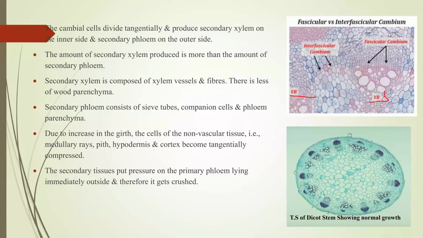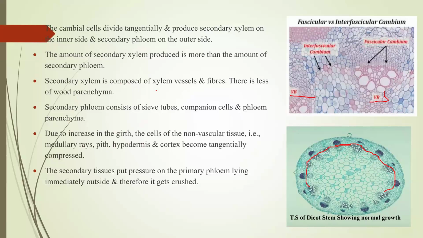The cells between these are parenchymatous cells, but they receive some signals and become meristematic, and these parenchyma cells form the intervascular cambium. So they form a ring-like structure. This vascular and intervascular cambium forms a ring, and they produce the secondary xylem towards the inside and secondary phloem towards the outside.